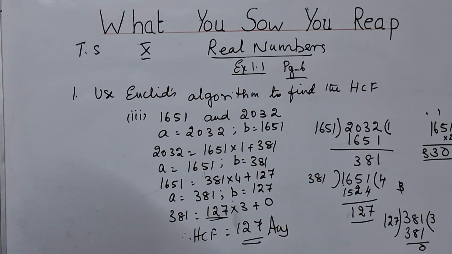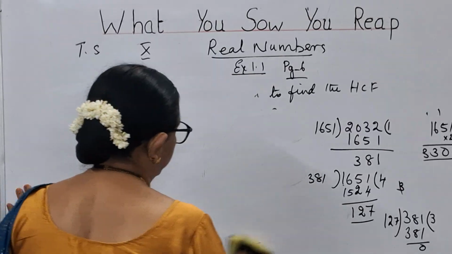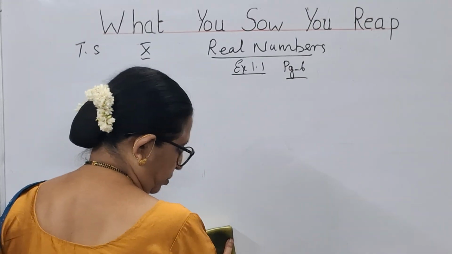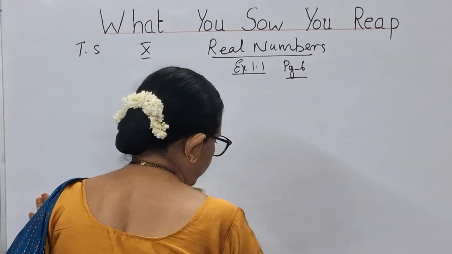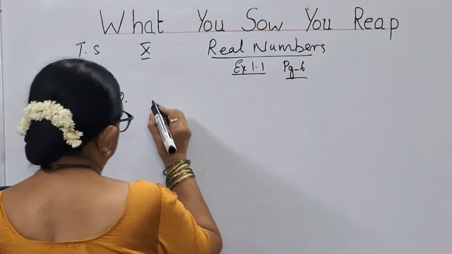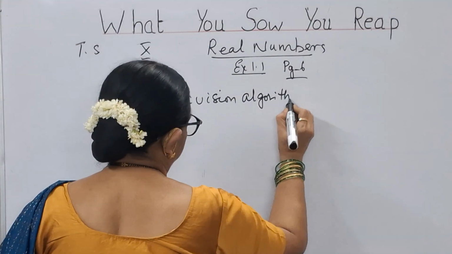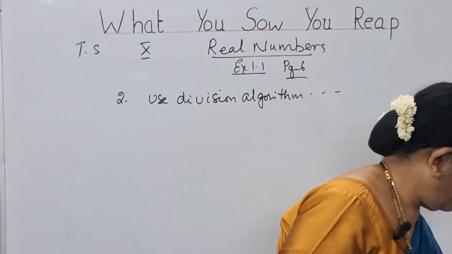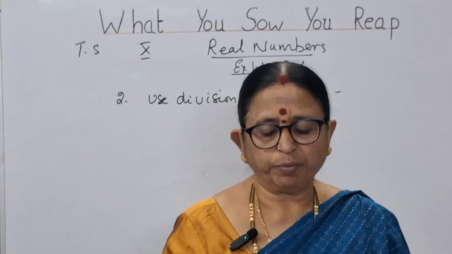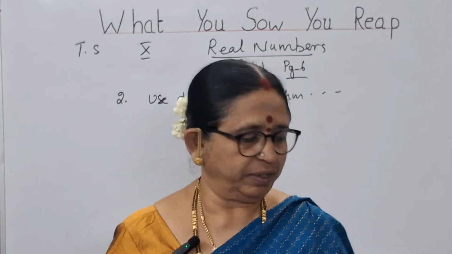This is the last bit of the first problem. Now we will see the next part. Second one. The second problem is just like the example sums which I have taught you earlier. The second problem is: use division algorithm to show that any positive odd integer is of the form 6q plus 1 or 6q plus 3 or 6q plus 5, where q is some integer. This is the problem, children.